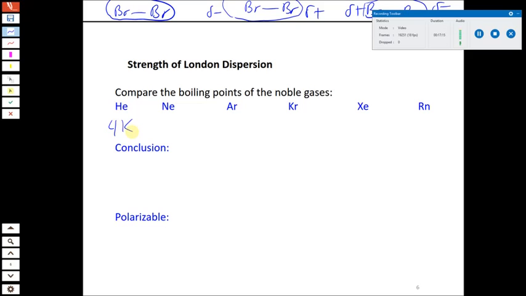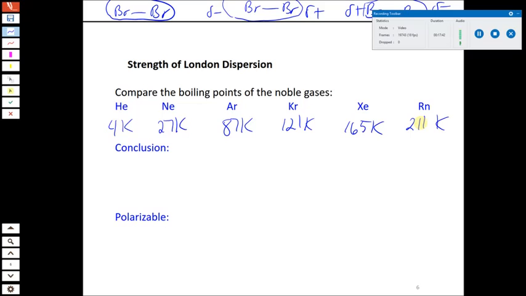Neon is slightly heavier than helium, and its boiling point is 27 Kelvin. And as we go down the column, we see a progressive increase in boiling point. So 27, 87, 121, 165, and then radon, which is the heaviest noble gas, still a gas at room temperature. Room temperature, remember, is about 298 Kelvin. So it still boils below that, so it would be a gas, but it has the highest boiling point yet.